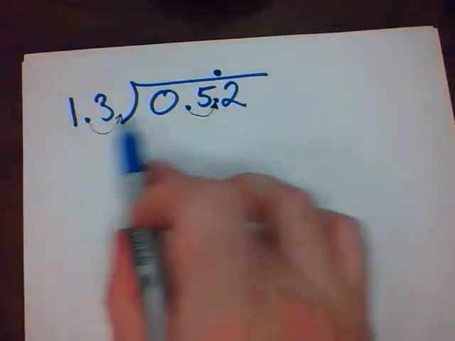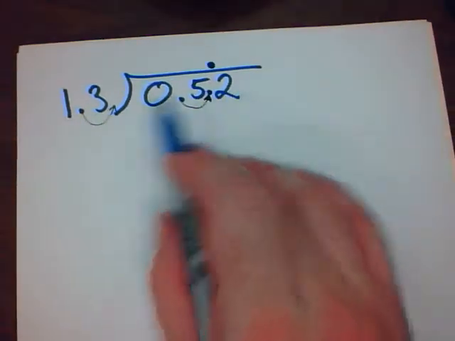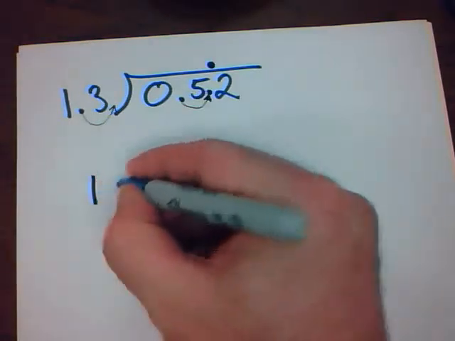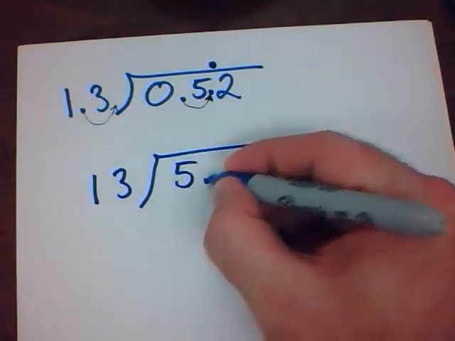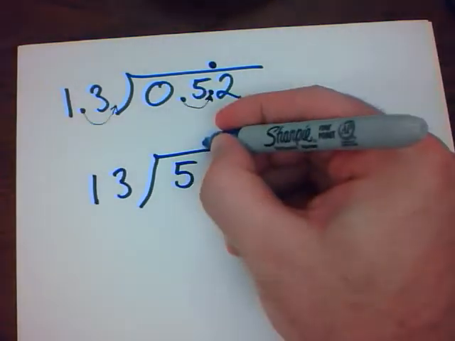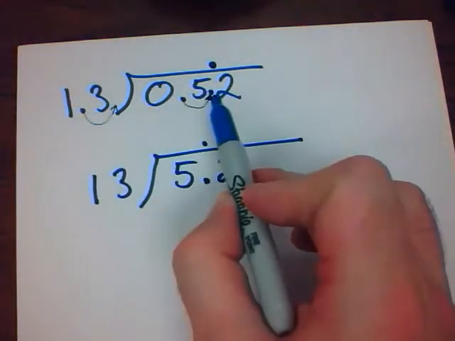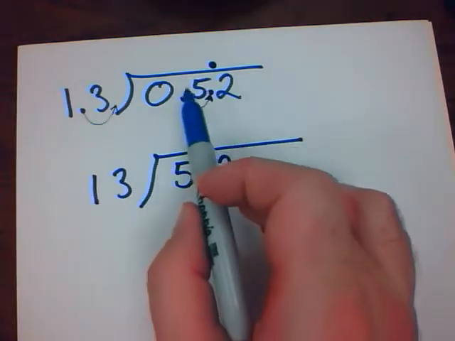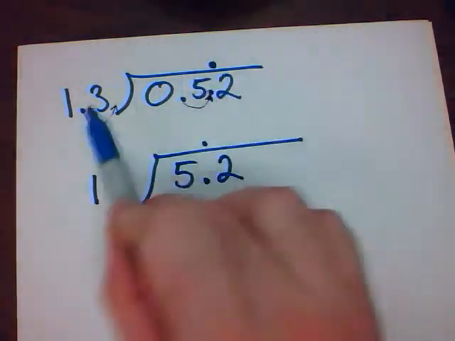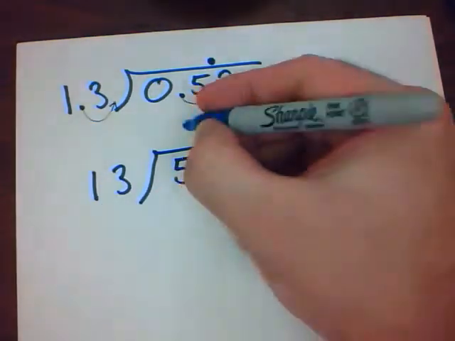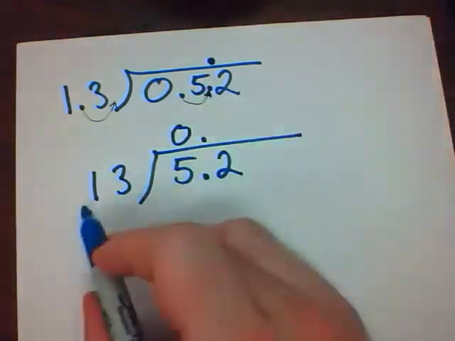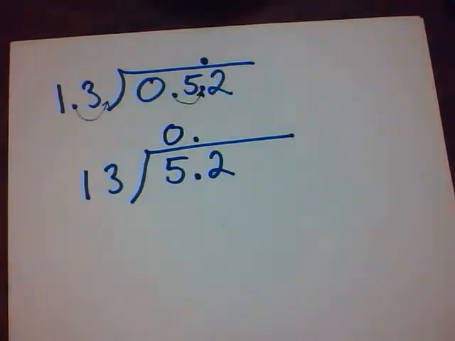Many students find this kind of confusing, so it is not a bad idea to get in the habit of rewriting your questions after you've moved the decimal, because then it gets rid of some of that clutter. Some people can work with this quite easily and get correct answers, but some people will get messed up by the extraneous information. So, here we go. 13 into 5. It does not work. 13 into 52. It works. How many times?